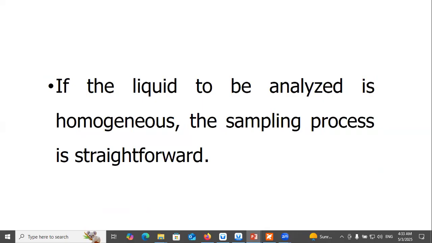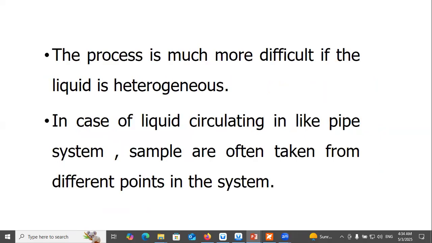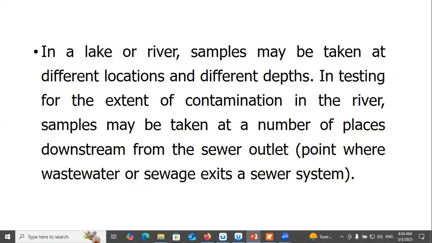If the liquid to be analyzed is homogeneous, the sampling process is straightforward. The process is much more difficult if the liquid is heterogeneous. In the case of liquid circulating in a pipe system, samples are often taken from different points in the system. In a lake or river, samples may be taken at different locations and different depths. In testing for contamination in a river, samples may be taken at a number of places downstream from the sewer outlet point where wastewater or sewage exits the sewer system.